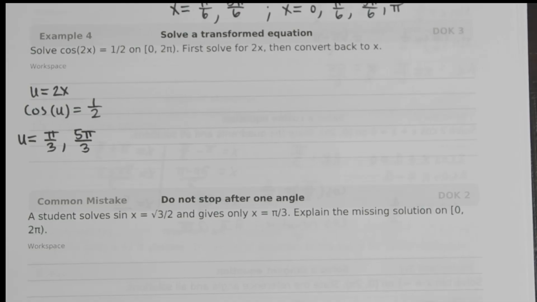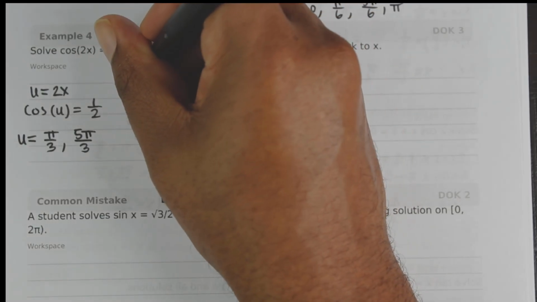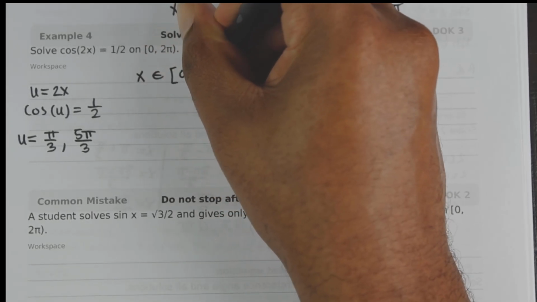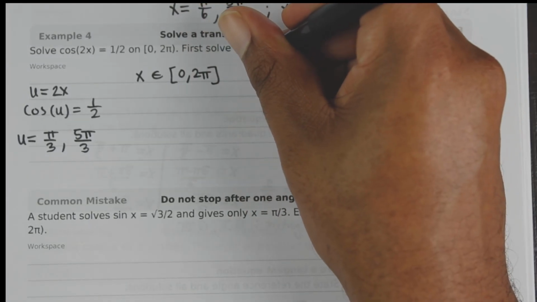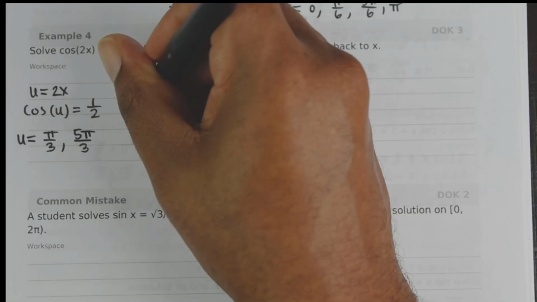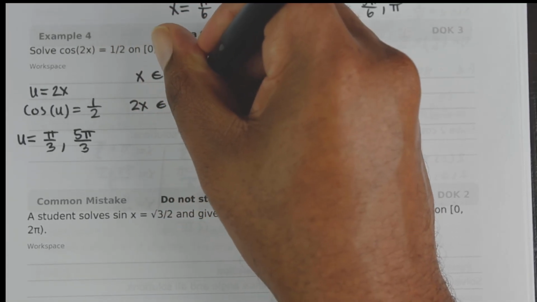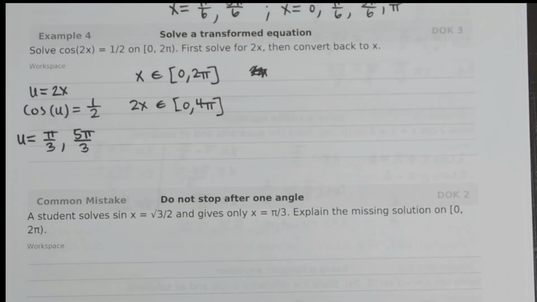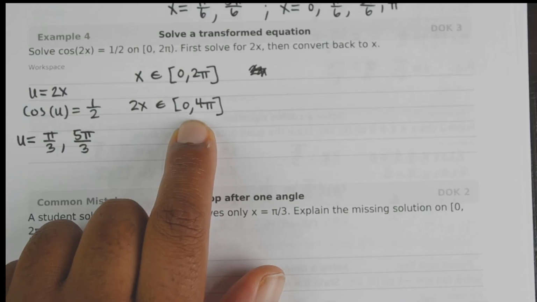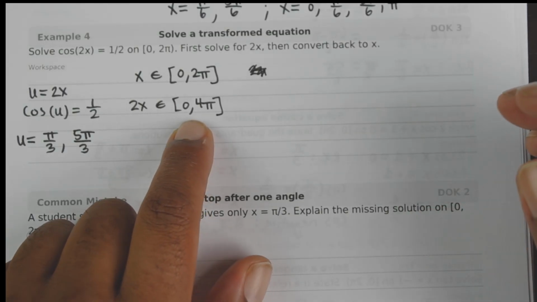Now, cosine equals 1/2 at u equal to pi over 3 and 5 pi over 3. But because u is equal to 2x and x goes from 0 to 2 pi, u goes from 0 to 4 pi instead, okay? So we need all u values within this, essentially where the cosine is going to be a half.